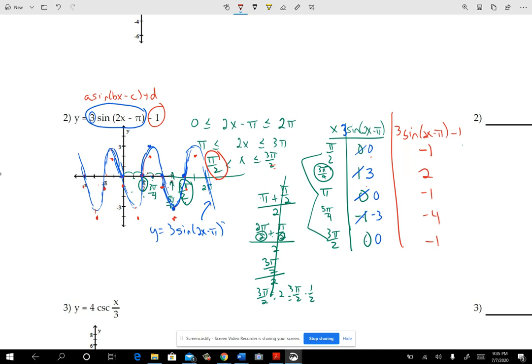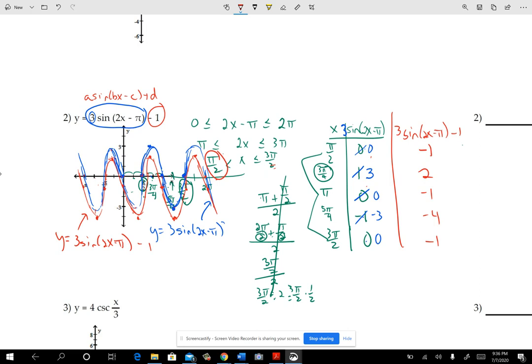Okay. All right, so it's going to do something like that. It'll be down from here, it'll be down 1. Hit it there. Okay, so the whole entire graph just shifted down 1 unit. So what you see in red is y equals 3 sine of 2x minus pi, minus 1.